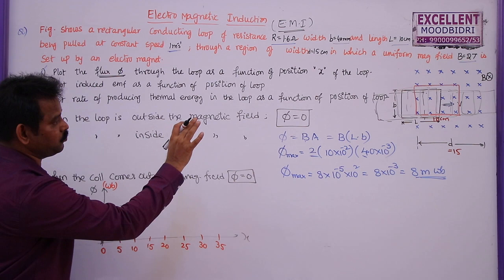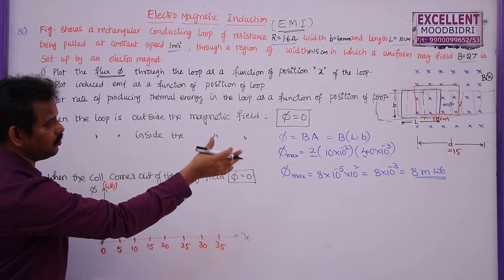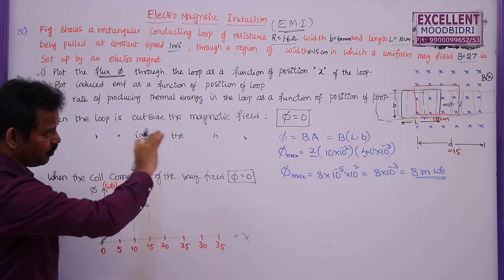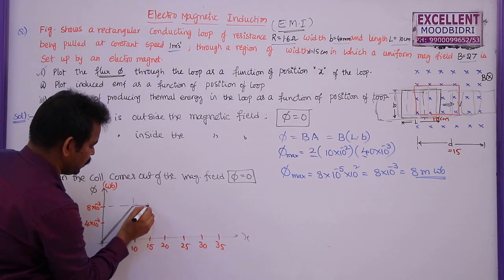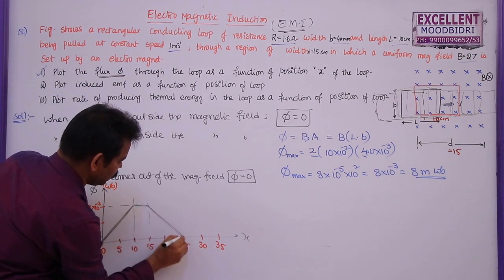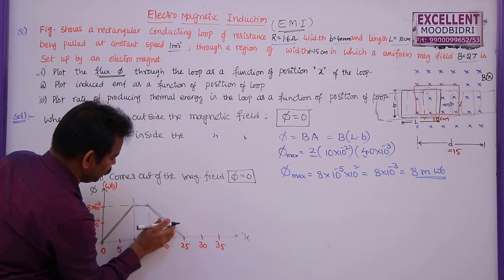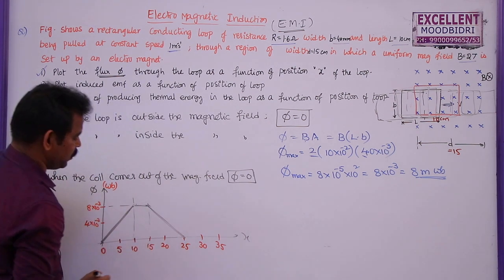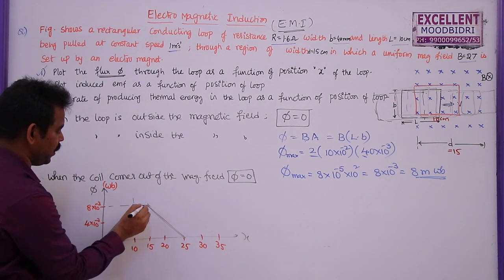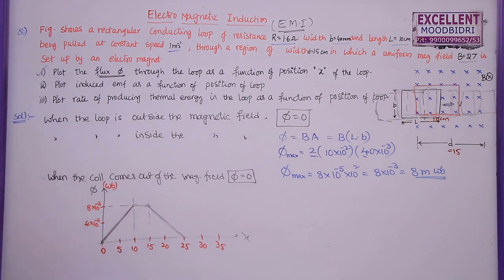Then some part of the coil will be outside and some part of the coil will be inside, till the coil moves away from this one. For this to happen, it has to travel 25 centimeters till the entire coil comes out of the magnetic field. So this is the variation of magnetic flux in this case.